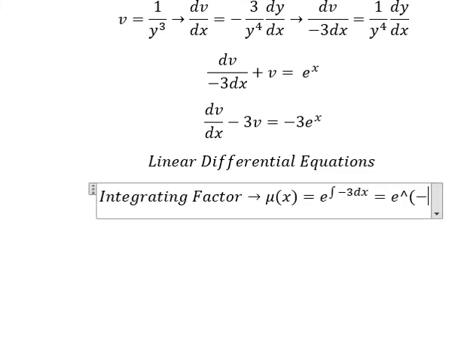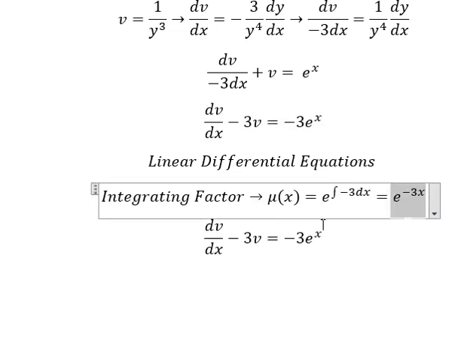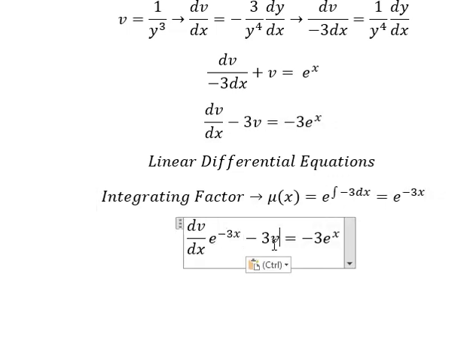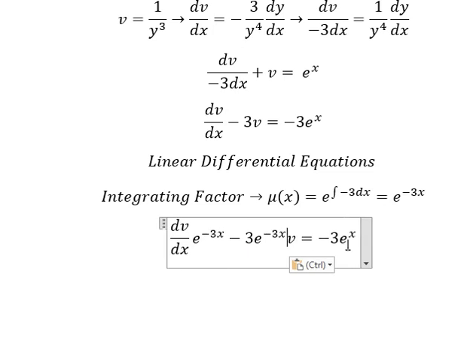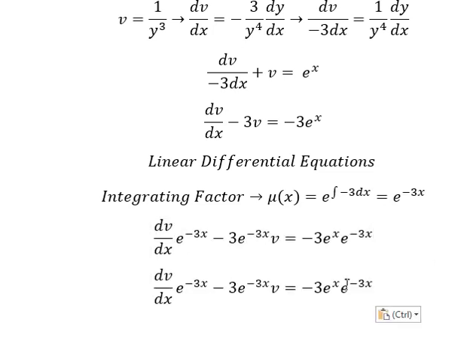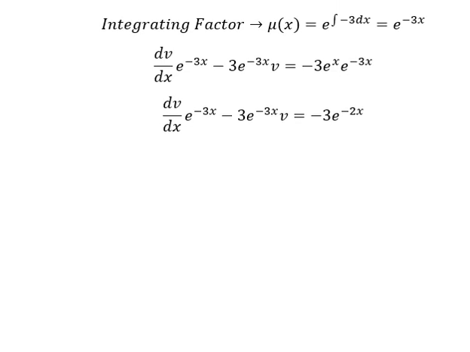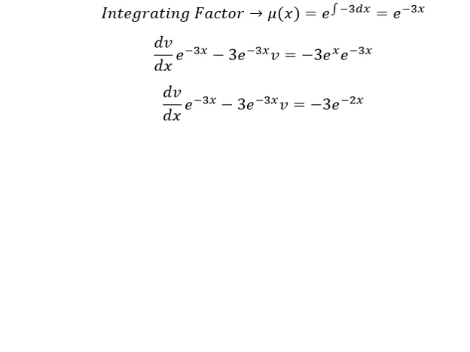And we have negative 3s. That means we multiply both sides by this one. This one, we have e to the power of s minus 3s, and that's negative 2s. Next, we need to integrate both sides.